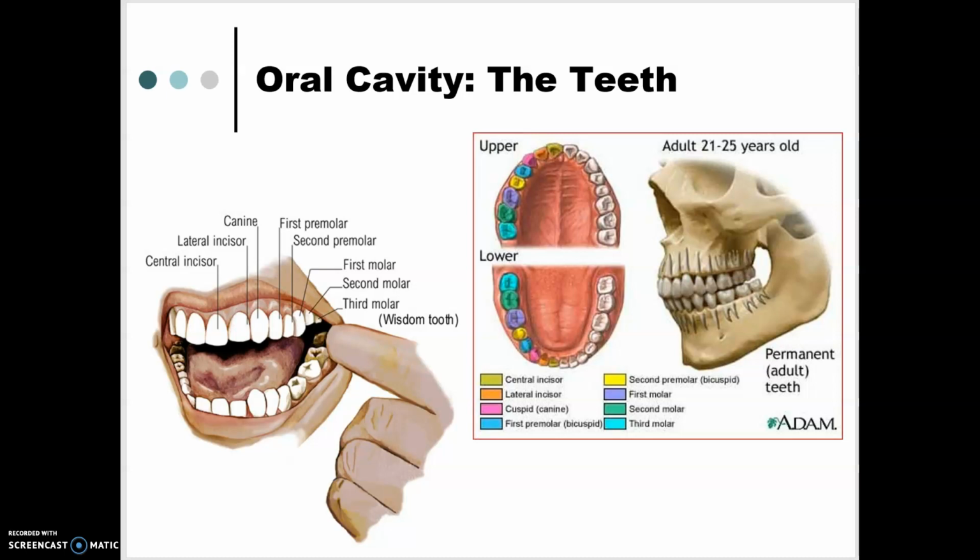Again, this is showing the placement of the types of teeth, so you can see how they're labeled. You've got your incisors, canines, your premolars and molars.